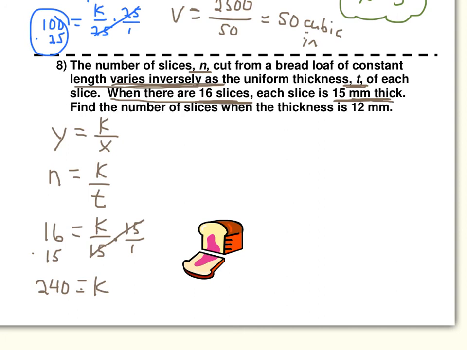Now I'm going to come over here and I need to find the number of slices when the thickness is 12. So the number of slices is what I'm looking for. My constant of variation is 240, that goes on top, and I'm going to divide that by 12. So n is going to be equal to 240 divided by 12, which is 20 slices.